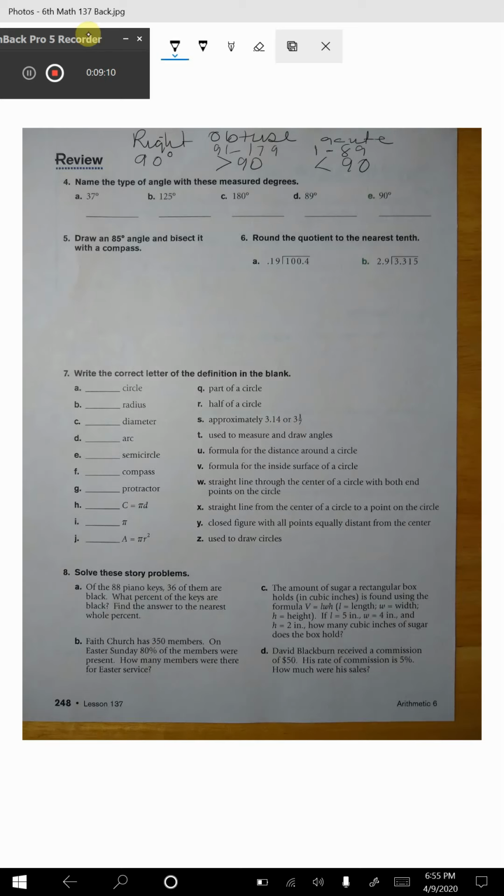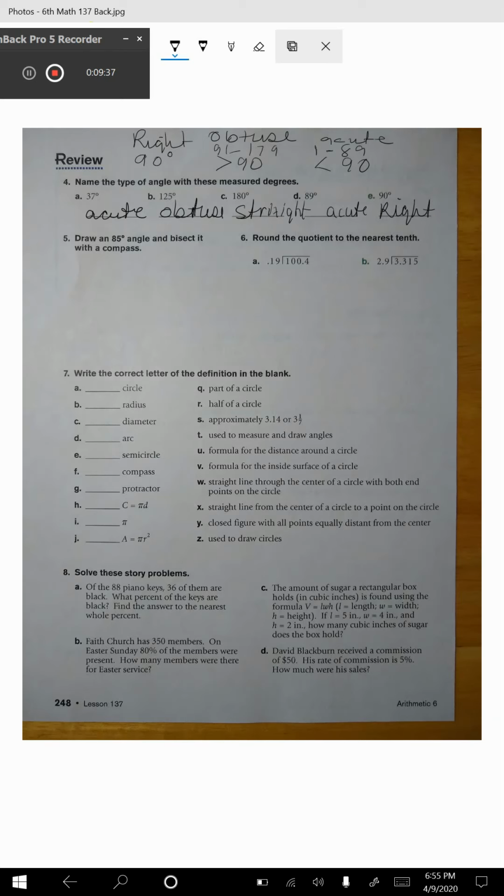So if it's 37, what is it? Acute. If it's 125, obtuse. 180, oh, do you remember that one? I didn't even write that one. Straight line. 89, acute. 90, right.